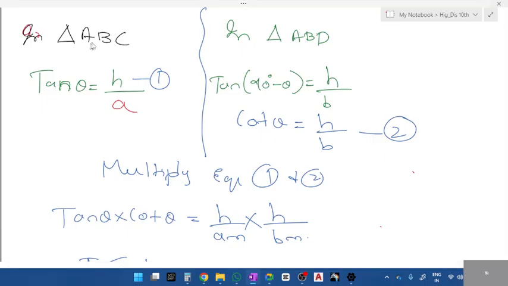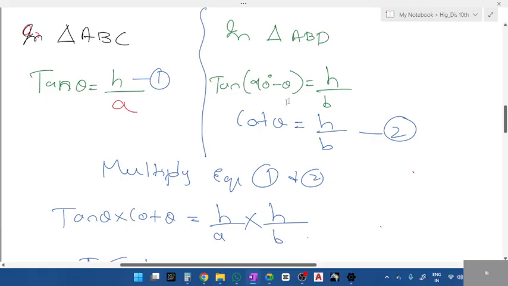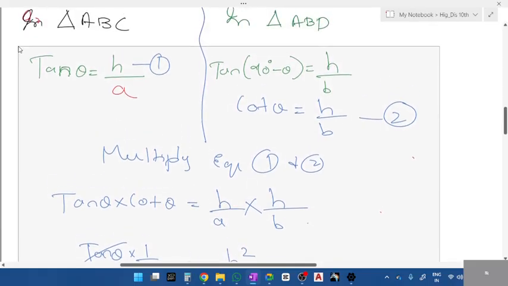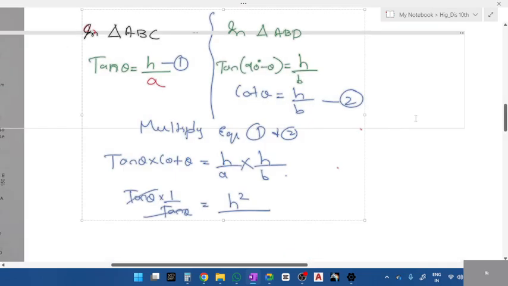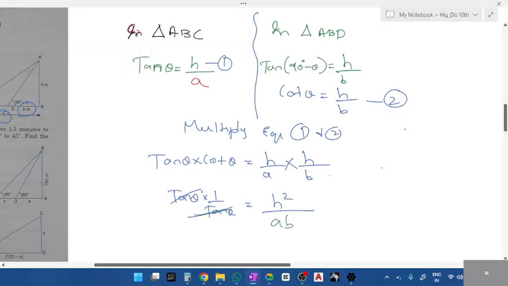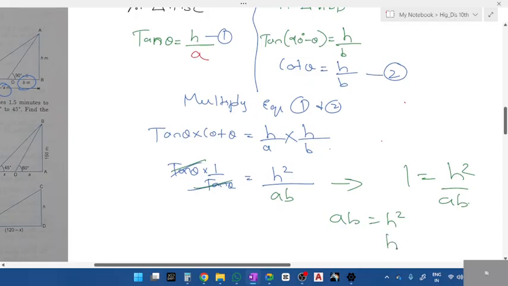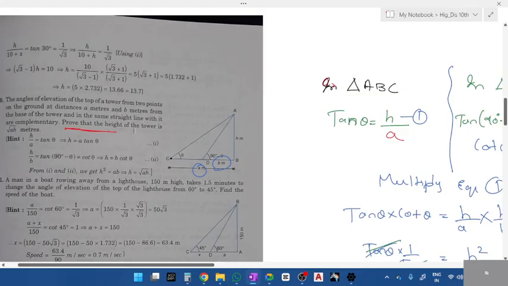So what do we get here? Can you tell me what we get? Multiply this. When you multiply, h square by AB. I'll give you all time to write, students. Don't copy now. I want you all to answer. What do you get? h square by AB. And left hand side, both get cancelled. You get 1 is equal to h square by AB. AB goes to the other side. AB is equal to h square. I don't need h square. We just need height. If you want to find height, what happens to square? Did we prove height of the tower is root AB?